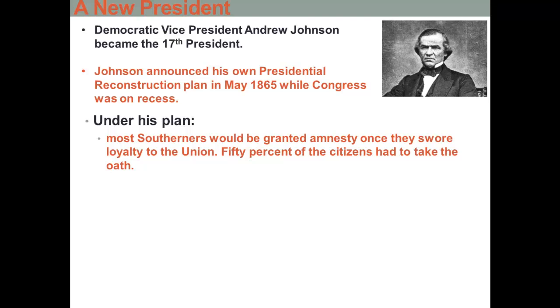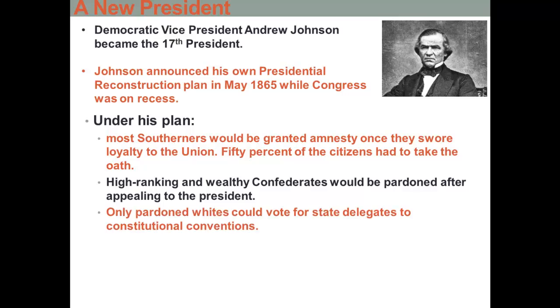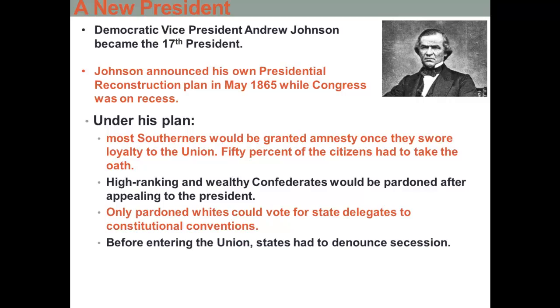Under his Reconstruction plan, most Southerners would be granted amnesty once they swore loyalty to the Union. 50% of the citizens in each state had to take an oath of loyalty to the Union. High-ranking and wealthy Confederates would be pardoned after appealing directly to the President. Only pardoned whites could vote for state delegates to constitutional conventions.